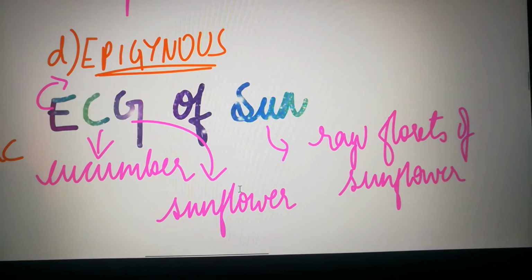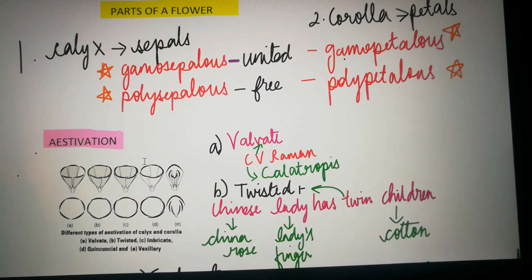In the epigynous flower, the margin of the thalamus goes upwards, enclosing the ovary completely and getting fused with it. The other parts of the flower rise above the ovary. So here the ovary is said to be inferior. The examples are guava, cucumber and ray florets of sunflower. You need to remember it as ECG of sun. For E we have epigynous, C is cucumber, and S is sun, ray florets of sunflower.